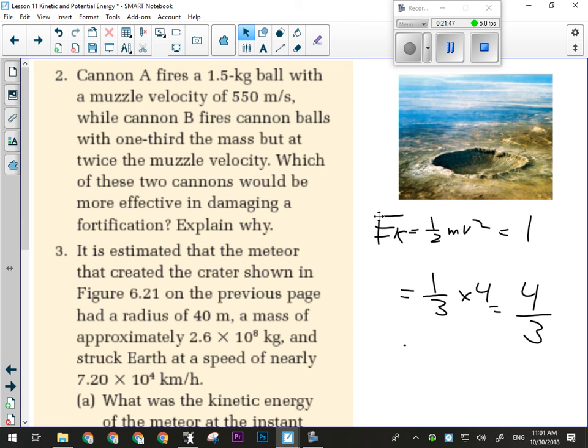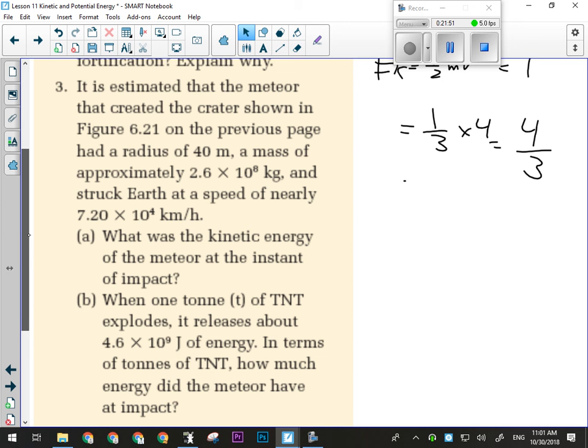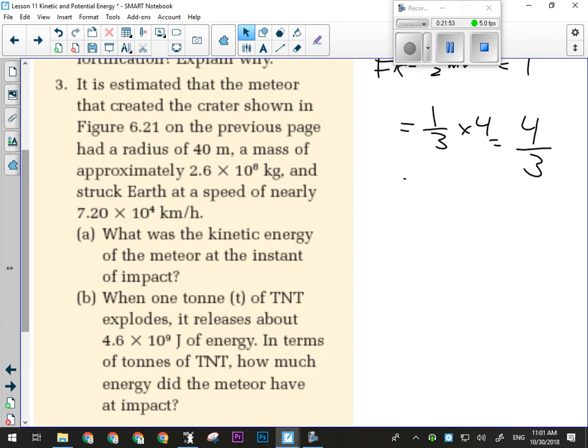Now, for this one with the Meteor Crater, we know that the meteor that caused that crater had a radius of 40 meters and a mass of 2.6 times 10 to the 8 kilograms, and struck the Earth at 7.2 times 10 to the 4 kilometers per hour. What do you have to do with that number? Right, divide it by 3.6 to get it in meters per second, and then solve A and B. So give number 3 a try.